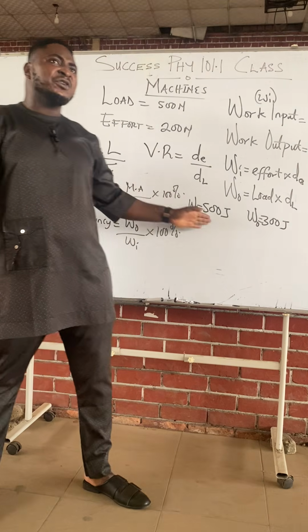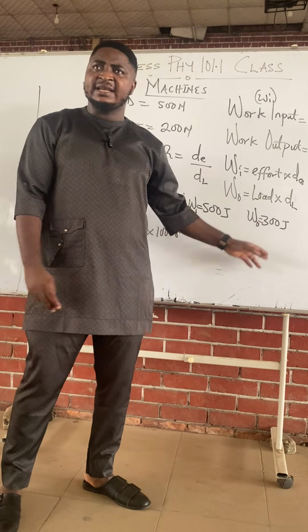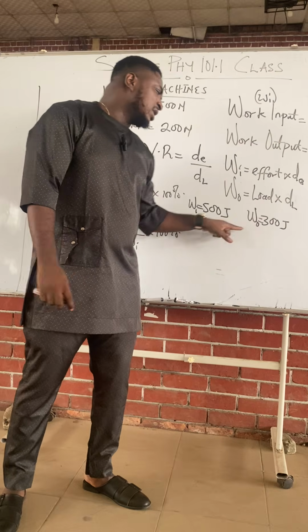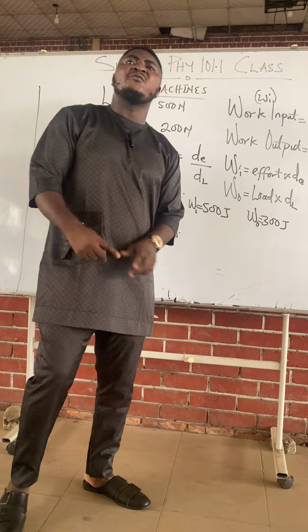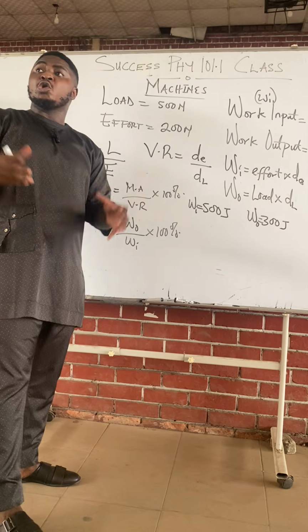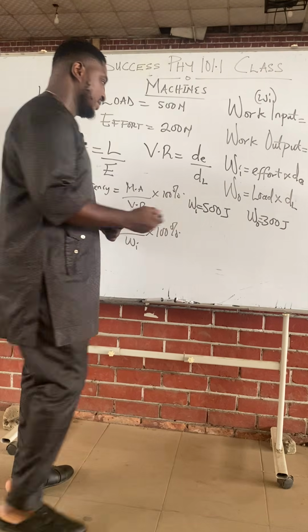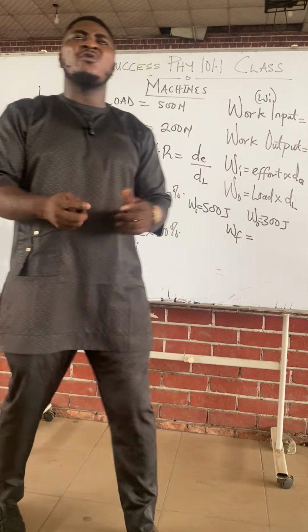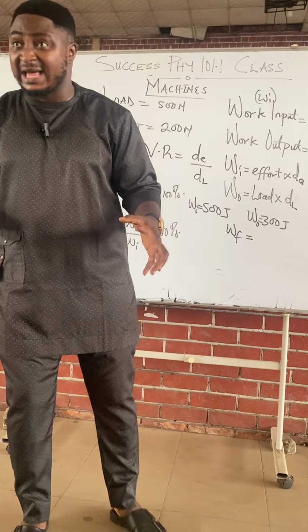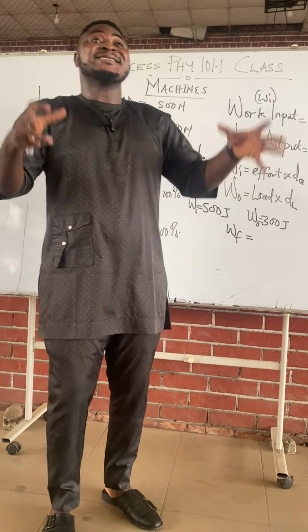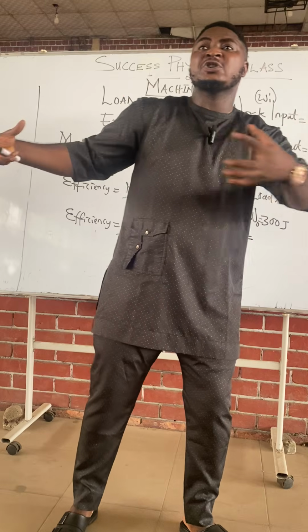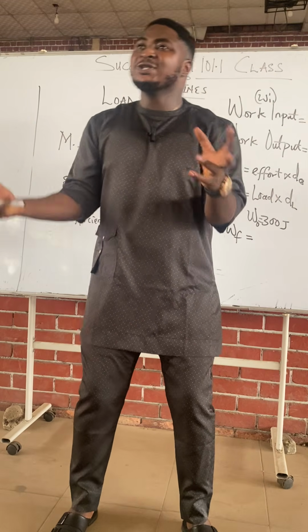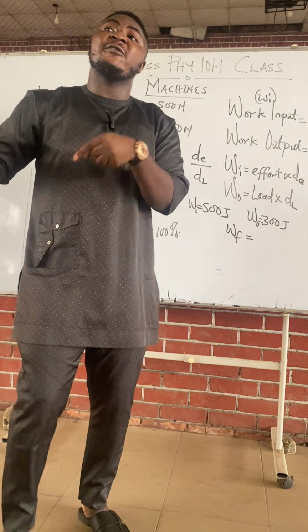You put in a work of 500 joules, we are getting a work of 300. Why is this reduced to 300? Because of work done against friction. There's a third work we call the work done against friction. Class, while the machine is trying to overcome the load, it is also trying to overcome friction between moving parts. So it's doing two things, overcoming the load and also overcoming friction, class.